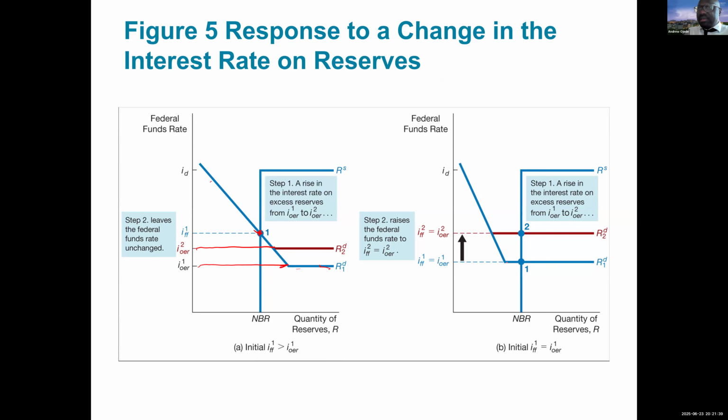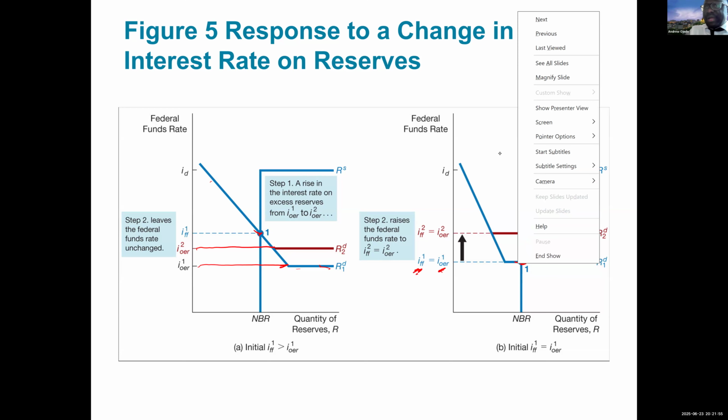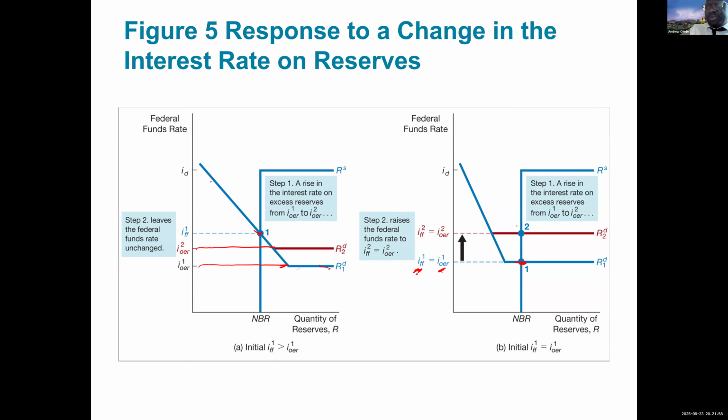But in this case, if the initial intersection between the demand and supply for reserves is happening at the what? Is happening at the flat portion of the demand curve. It means, first of all, that the federal funds rate and the interest rate on excess reserves are already equal. So raising the interest rate on excess reserves, by shifting the demand curve upwards, also increases the federal funds rate, because the new equilibrium is going to be at point 2. Equilibrium determines the federal funds rate, but the flat portion of the demand curve determines the discount rate. Sorry, the interest rate on excess reserves.